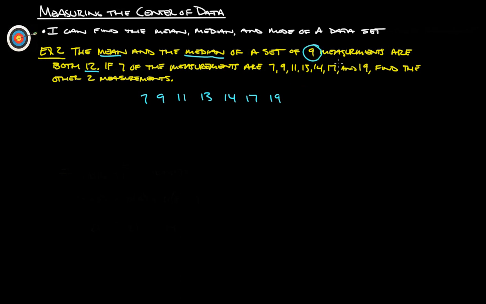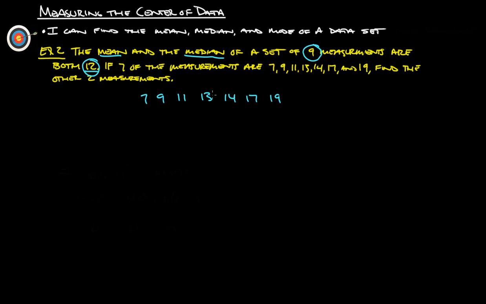Okay, so here's kind of a key here. There's 9 measurements, so there's an odd number of measurements. So we know there's going to be an actual middle number. It's not going to be the average of 2 numbers. It's going to be an actual middle number, and they tell us that middle number has to be 12.